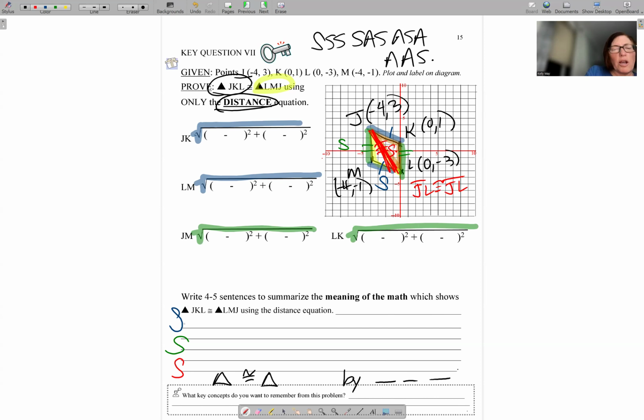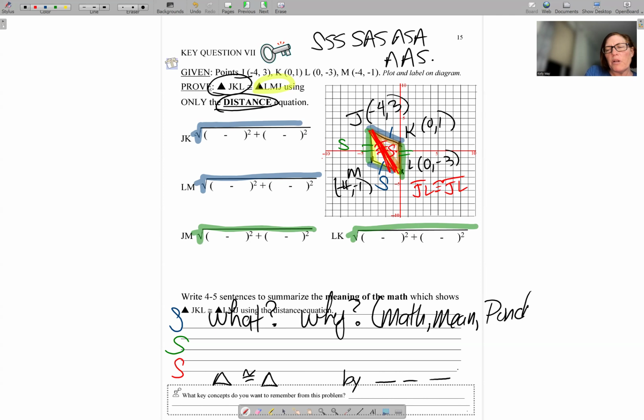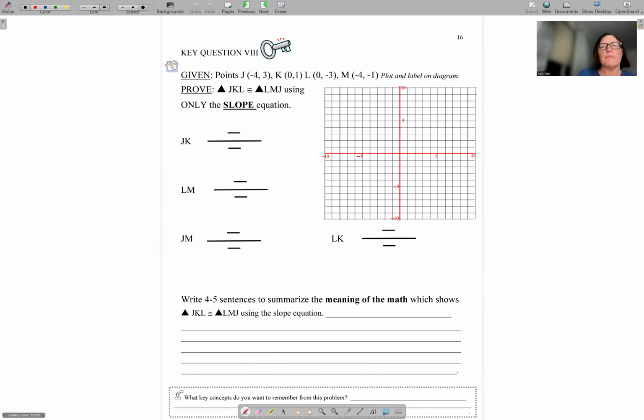So in each of these steps, you must say what is congruent and why it is congruent. And remember, you must cite the math and explain what it means. Then you hit your punchline. What are you trying to show? Math, meaning, punchline. See question number 8.